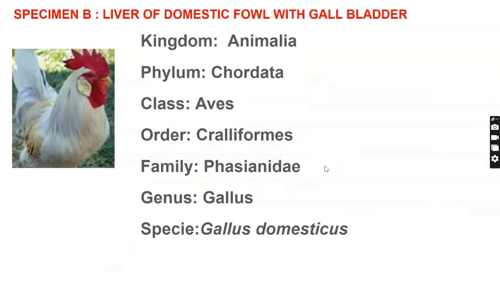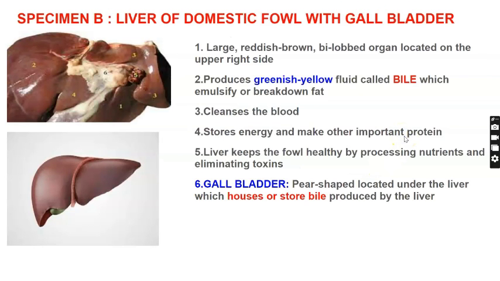Alright, specimen B is the liver of the domestic fowl with the gallbladder still attached. Alright, the domestic fowl is called the Gallus domesticus. That is the scientific name for the domestic fowl. So if you're asked to classify the domestic fowl, it belongs to the kingdom Animalia, phylum Chordata, class Aves, order Galliformes, family Phasianidae, genus Gallus, and the species is Gallus domesticus. So note that.